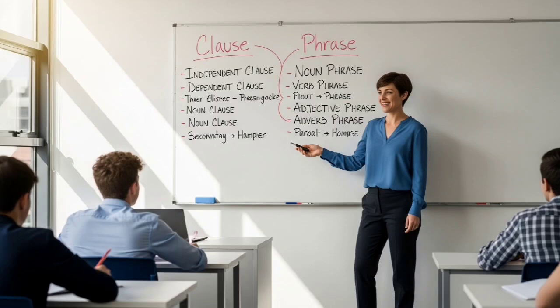How to use phrases and clauses to improve English writing. If you want to write like a native English speaker, mix both phrases and clauses. Use phrases to add details. Use clauses to make your sentences strong and complete. For example, instead of saying I saw a dog, you can say I saw a dog with a red collar that was running fast. Here, with a red collar is a phrase, and that was running fast is a clause. The sentence becomes richer and more interesting.